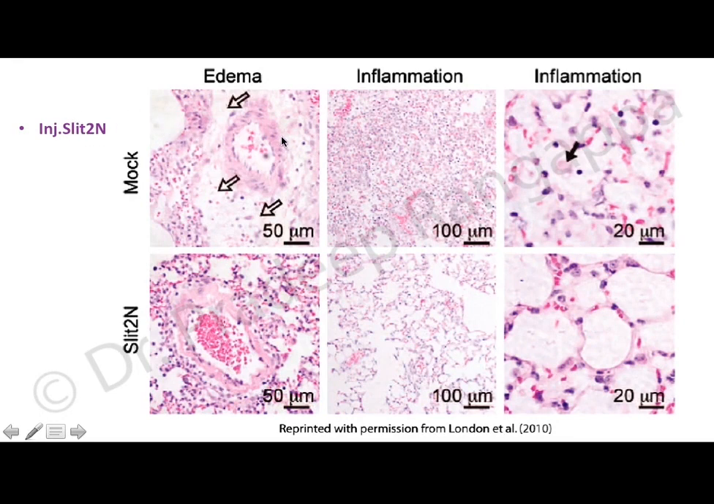Okay. This was an animal study where they gave this injection of SLIT2N, and they have shown in the lungs what happens to edema and inflammation. As you see, this is pre-injection and this is post-injection. So edema and inflammation have significantly come down.